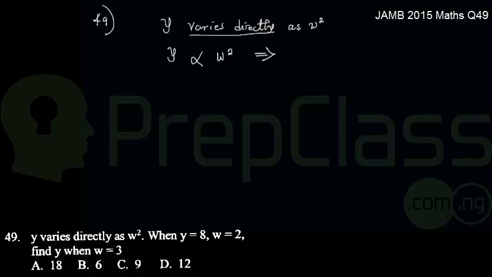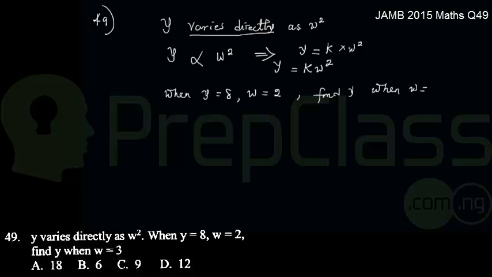Basically this would now become y. The variation sign will now be removed, the equality sign will be added, and the constant of variation k will be introduced, multiplying w squared. So I will have k times w squared. When that is done, you will therefore have y equals k w squared. We are told that this relationship exists when y equals 8, w equals 2. So the question says I should find y when w equals 3.